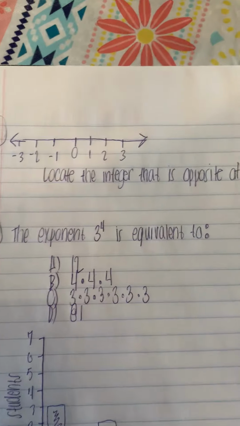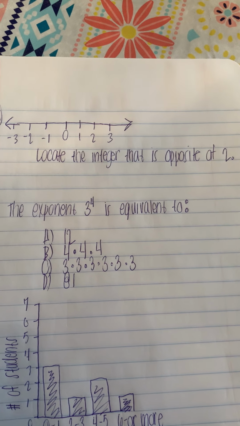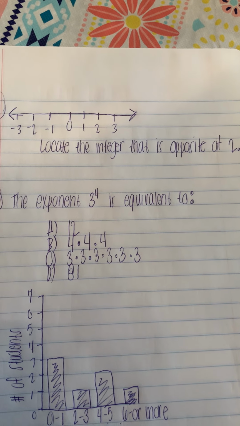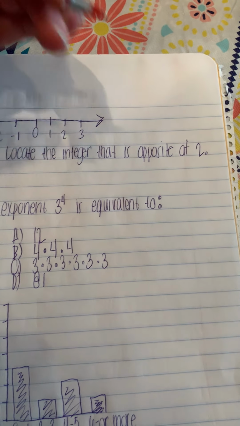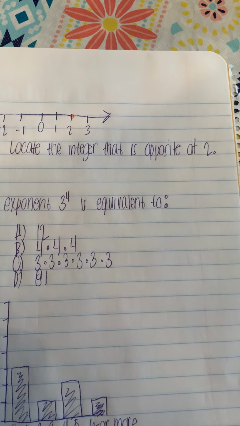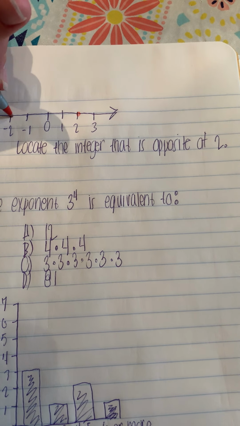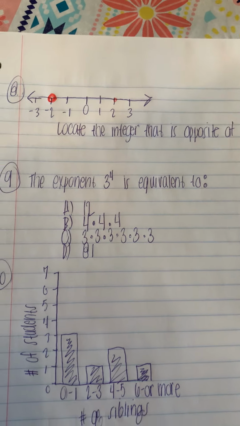Number 8, this one is an old test question. So please read carefully. A lot of us miss this, I think, just due to not reading carefully. Locate the integer that is opposite of 2. So I'm going to find 2, which is right here, but it doesn't say find 2. It says locate the integer opposite. So opposite would be -2. So -2 would be my answer.